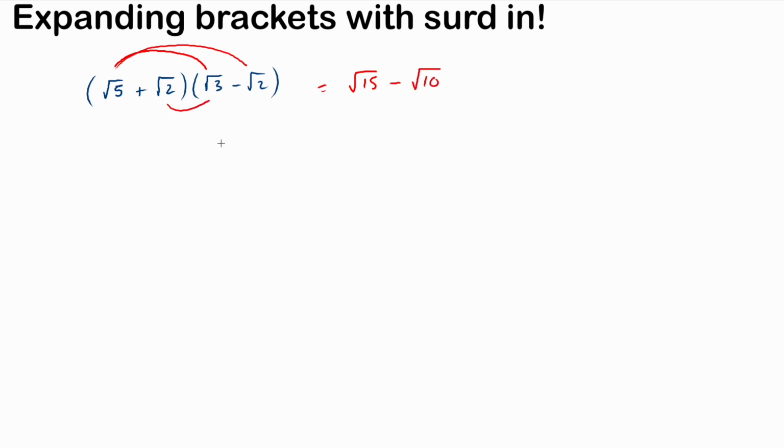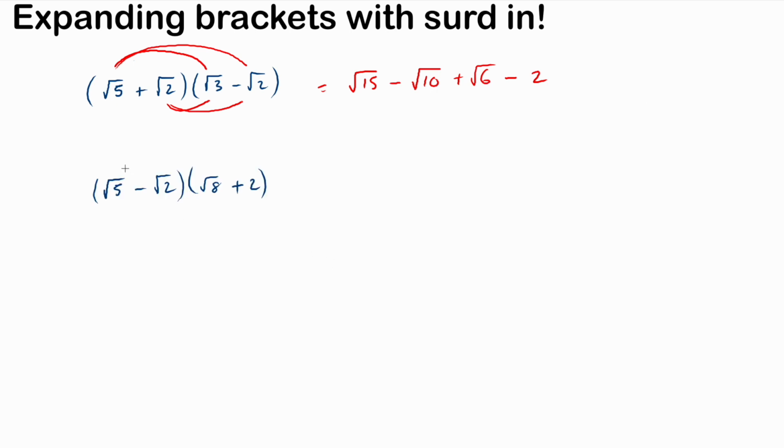We now look at the insides. Positive times a positive is a positive. 2 times 3 is 6, but that is root 6, because it's a root 2 times a root 3. And finally, we look at the lasts. Positive times a negative. And we've got root 2 times root 2. Well, 2 times 2 is 4. And the square root of 4 is 2. So I just wrote down 2. And that is my answer.